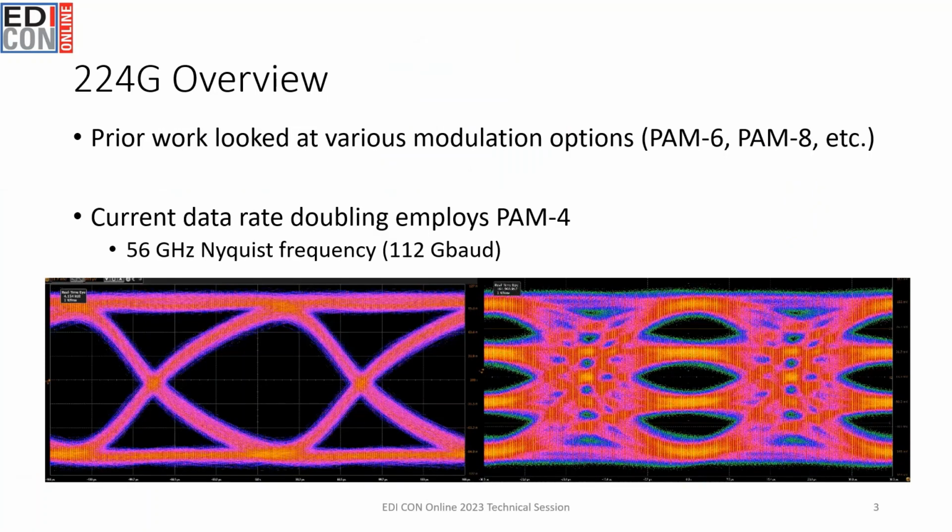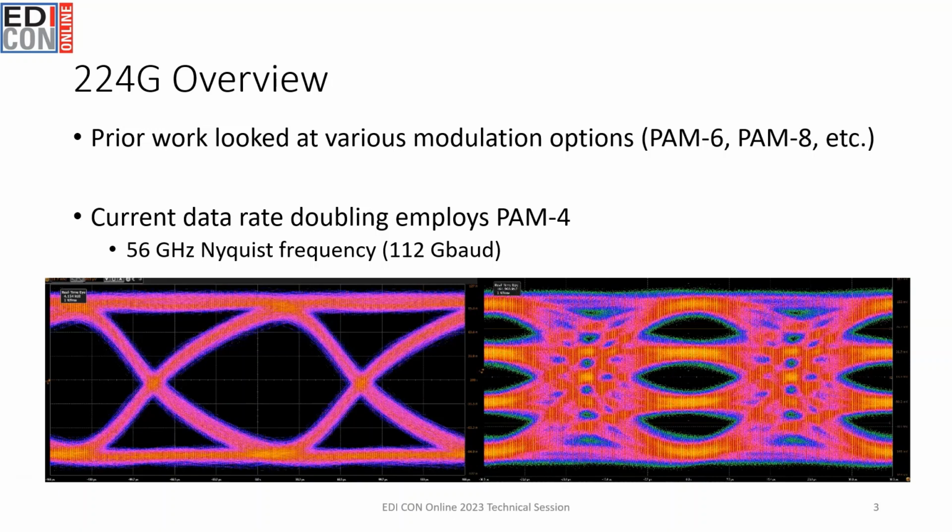First, let's take a quick look at an overview of 224 gigabit per second interconnects. So 224G is a doubling of the data rate from 112G. Prior work in this area looked at achieving this doubling of the data rate using various modulation options, such as PAM6 or PAM8. And this was actually mentioned in a Signal Integrity Journal article by Kathy Liu that was published in 2021. Currently, the data rate doubling that we see employs pulse amplitude modulation with 4 levels, or PAM4 modulation.